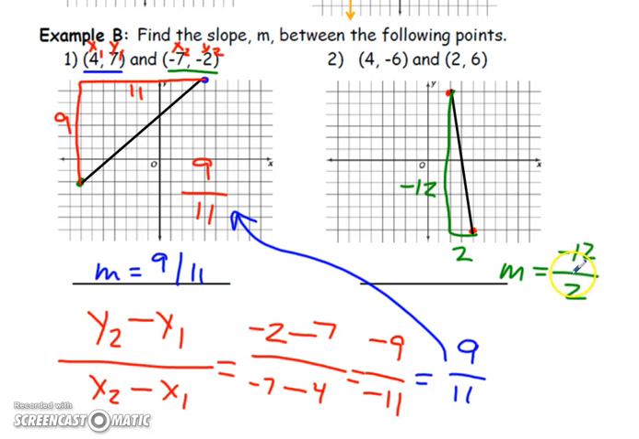Now you can reduce this. -12 divided by 2 comes out to -6. These are equivalent, they mean the same thing. You could also plug this into the formula and find the same answer as well.